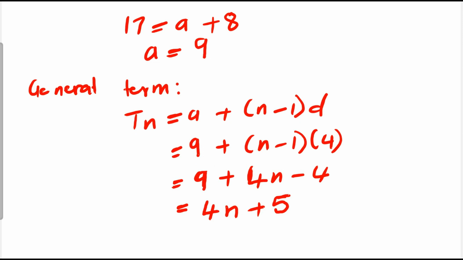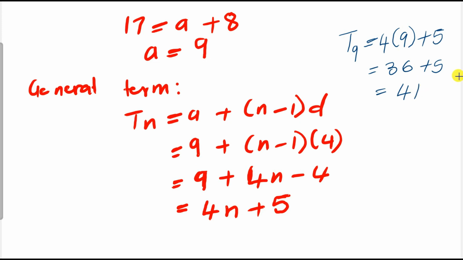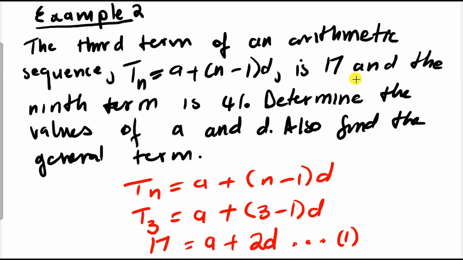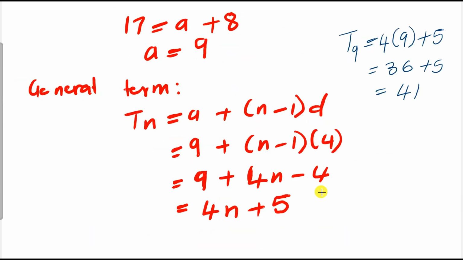Again, you need to test if this is really working. I'm gonna try with term 9. 4 into 9 plus 5, so this is 36 plus 5 equals 41. When I look at this, it is exactly what the question gave us. The ninth term is 41. So this means our general term is correct.